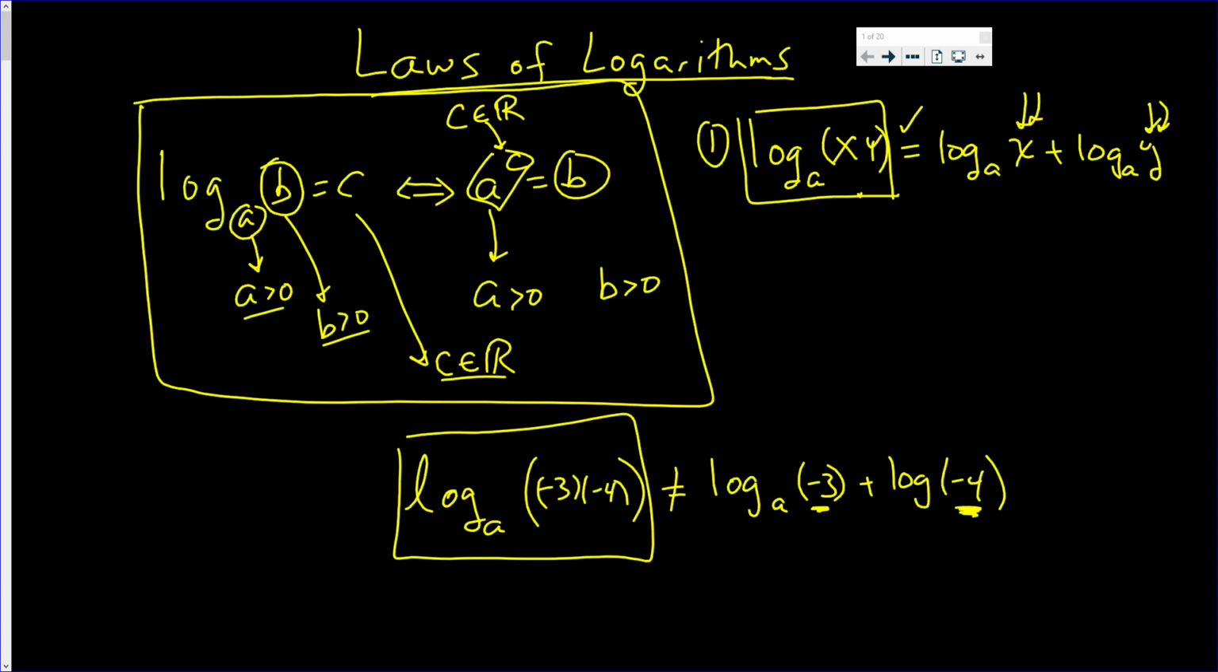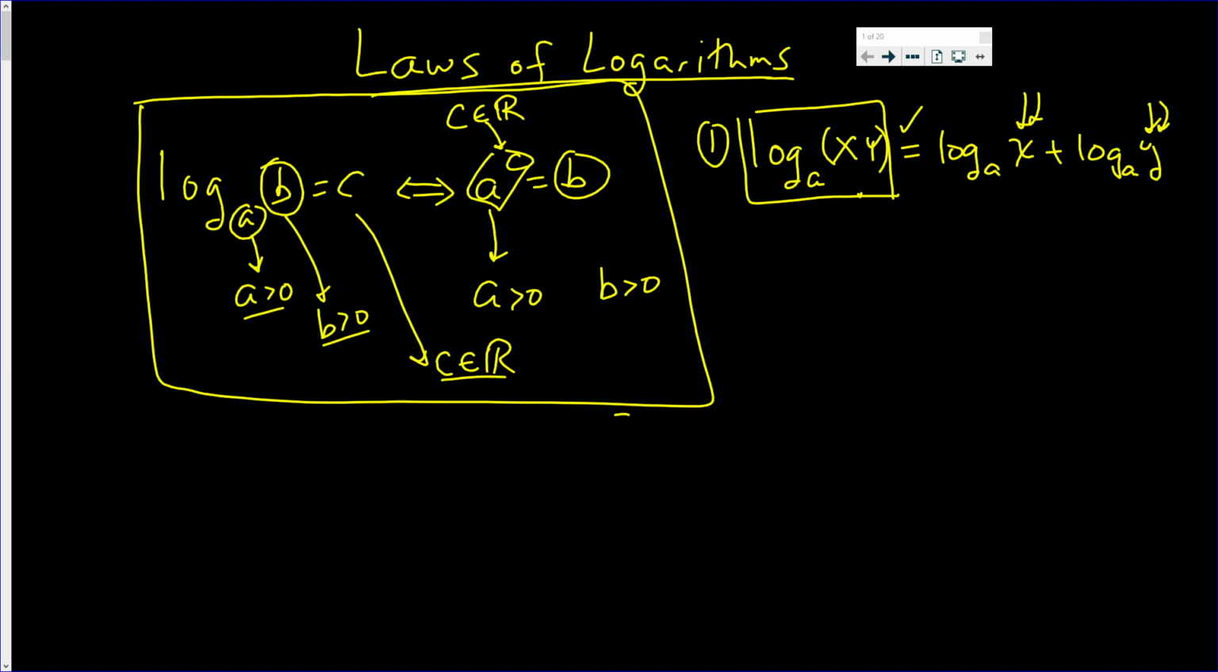But if we let that 12 be 3 times 4, then it is correct to say it's log of 3 plus the log of 4. So sometimes it's valid, sometimes it's not valid. But as long as everything's understood to be positive, it's valid.